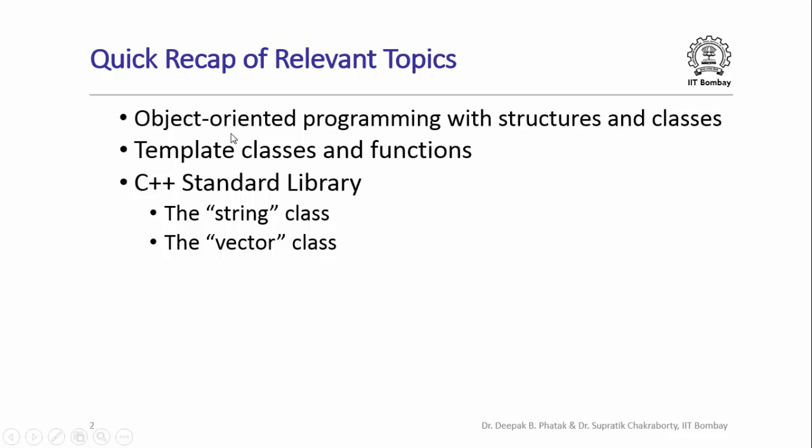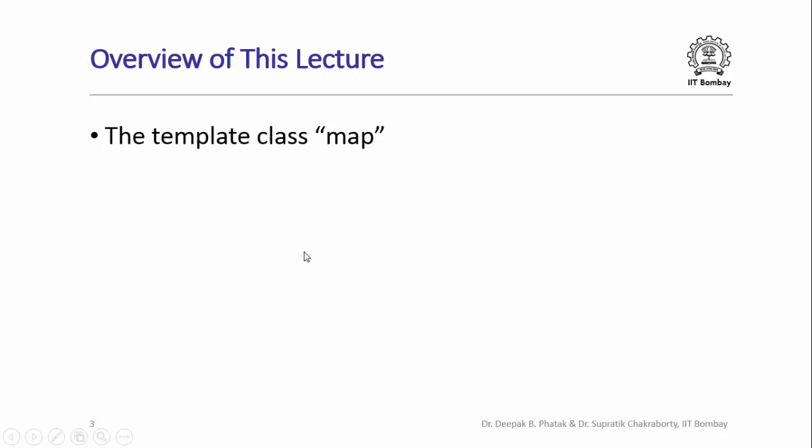We have been studying about object-oriented programming with structures and classes. We have studied about template classes and functions, and we have looked at two specific classes in the C++ standard library, the string class and the vector class. In this lecture, we are going to look at a third class in the C++ standard library. This is the template class map.